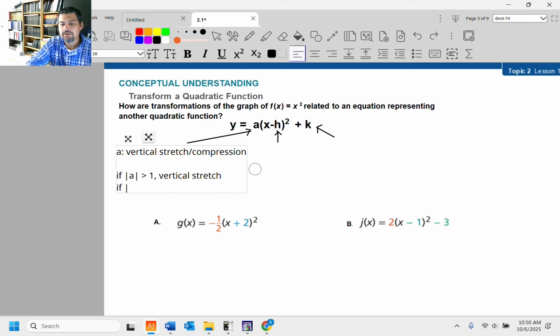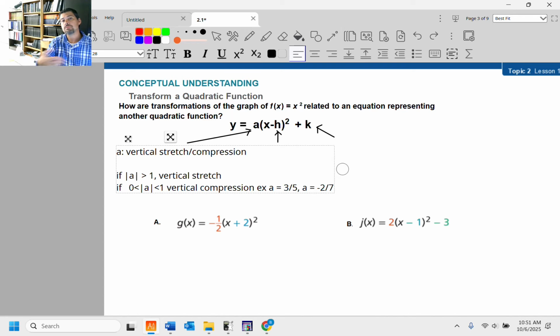If the absolute value of A is stuck between 0 and 1, I know that's math speak, that's rough for some, we have a vertical compression. If you're struggling thinking about a number that's stuck between 0 and 1, an example would be A equal to 3/5, or, since we're talking about absolute value, A equal to -2/7. That's between 0 and 1. Okay.